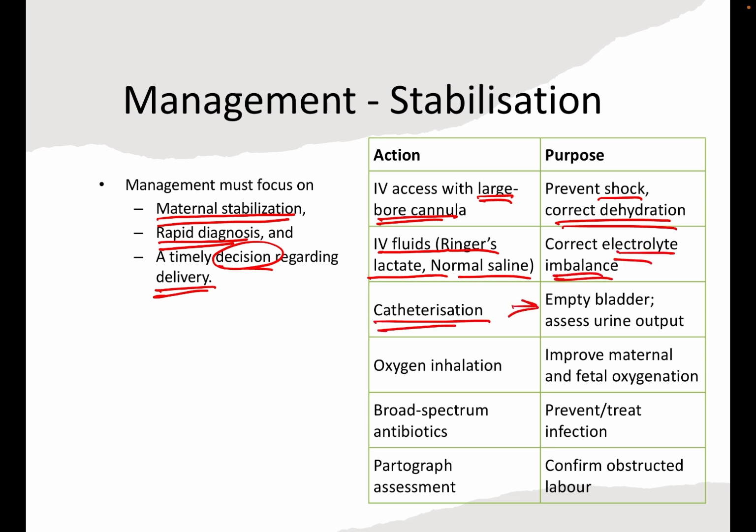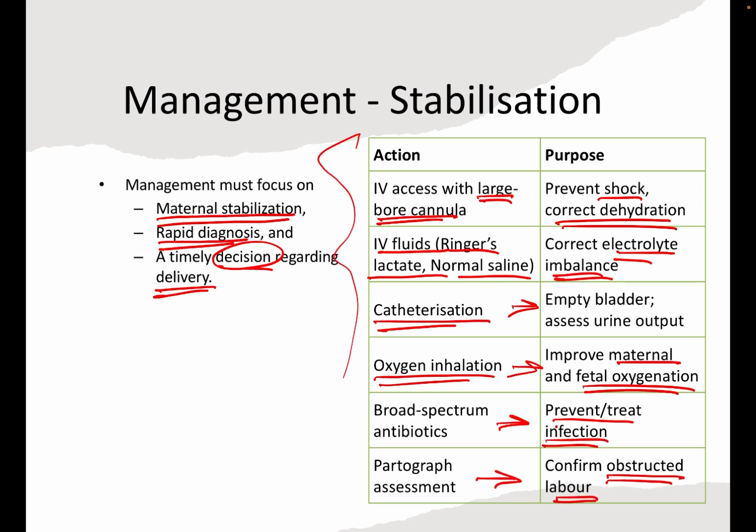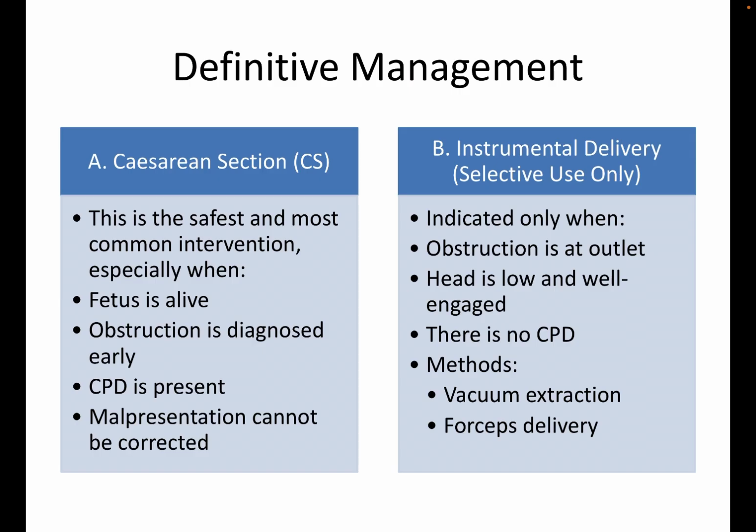Catheterization to empty the bladder and assess urine output. Oxygen inhalation to improve the maternal and fetal oxygenation. Broad spectrum antibiotics to prevent or treat infection, and partograph assessment to confirm obstructed labor. So this is mainly for maternal stabilization.